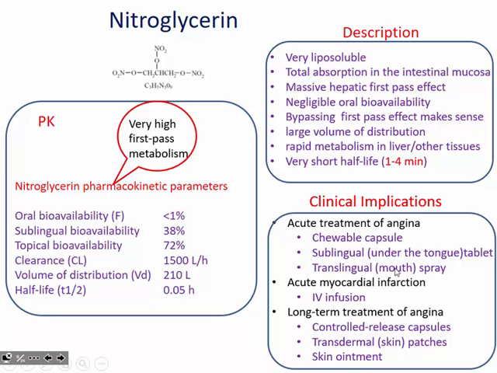And these are not very popular. They are expensive, particularly the mouth spray, and insurance doesn't cover it. So sublingual tablets are the most common form. And you can also use it as an IV infusion. Again, you don't have to worry about first pass metabolism when you use it as an IV infusion. It's very essential for acute myocardial infarction.